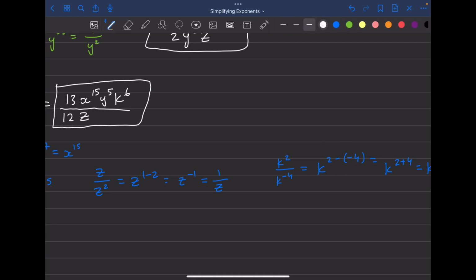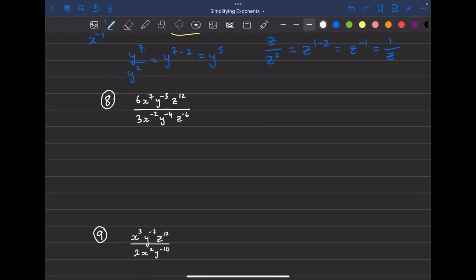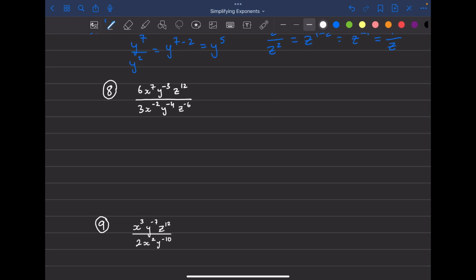But yeah, next question, we have x to the power of 7, y to the power of negative 3, and z to the power of 12, all multiplied by 6, over 3x to the power of negative 2, y to the power of negative 4, z to the power of negative 6. So first, let's do what we do every time. The 6 and the 3 can be divided by 3. So the 3 becomes a 1, the 6 becomes a 2. So far we have 2 on top.